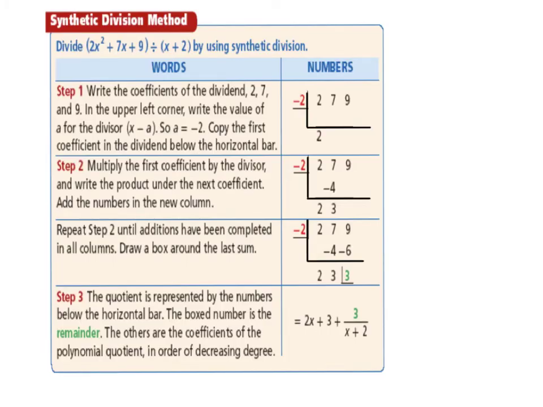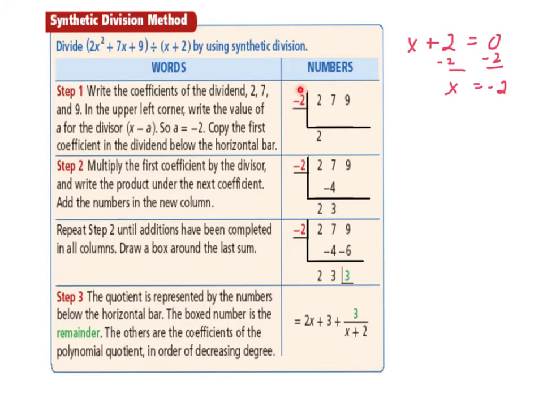Okay. Let me step you through the process. Now, first of all, what we're going to do is we're going to take this x plus 2, that divisor. We're going to set it equal to 0, and we're going to solve for x. Now, to solve for x, I'm going to subtract 2 from both sides, and you're going to get x is equal to negative 2. Now, I'm going to take that negative 2, and I'm going to put it right here.